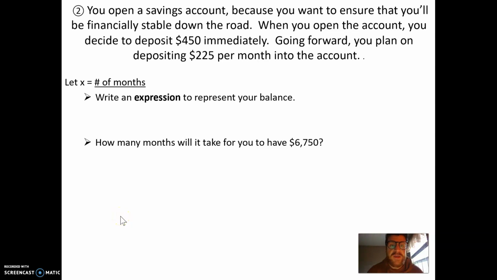All right. So you open a savings account because you want to ensure that you'll be financially stable down the road. When you open the account, you decide to deposit $450 immediately. Going forward, you plan on depositing $225 per month into the account.